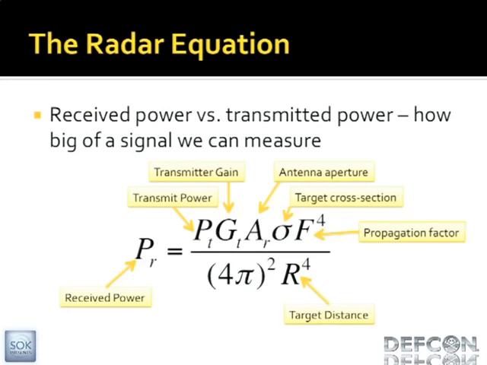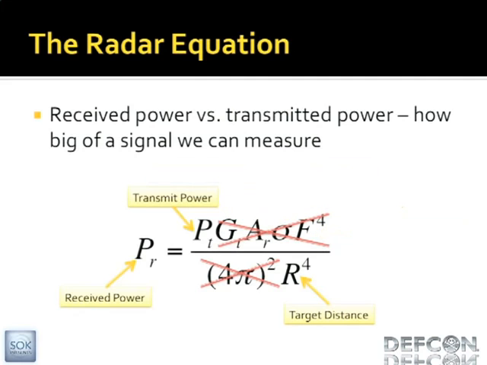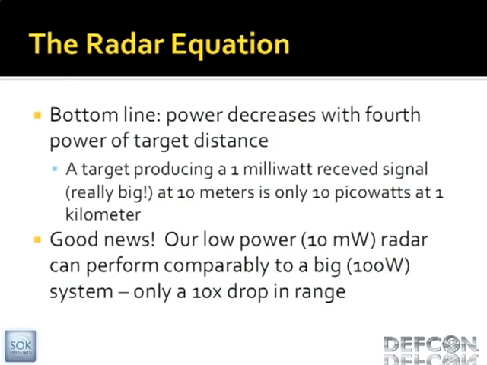I actually don't really care about most of this stuff right now. The main point I want to make is this target distance here. So we have power over r to the fourth. That means that basically, your transmit power doesn't matter that much. So the received power is going to decrease with the fourth power of the distance.